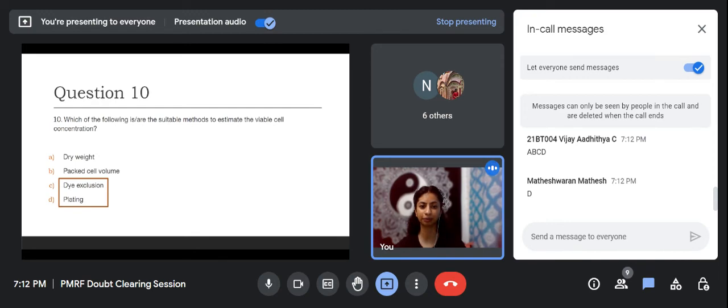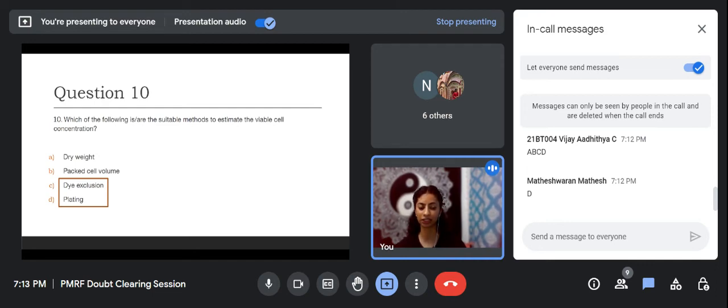So what viable cells mean, like I told you, is that they're live cells, right? So imagine you have a mixture of live cells and dead cells, and you take the dry weight of that. How will you differentiate which is live and which is dead? The same thing happens with packed cell volume, right? You don't know which is live, which is dead. But in dye exclusion, some cells, which are the dead cells, are able to take in dyes like trypan blue, but live cells do not take them in. So if you put them under a microscope and count how many are colored and how many are not colored, from the total number of cells you'll be able to tell how many are alive.